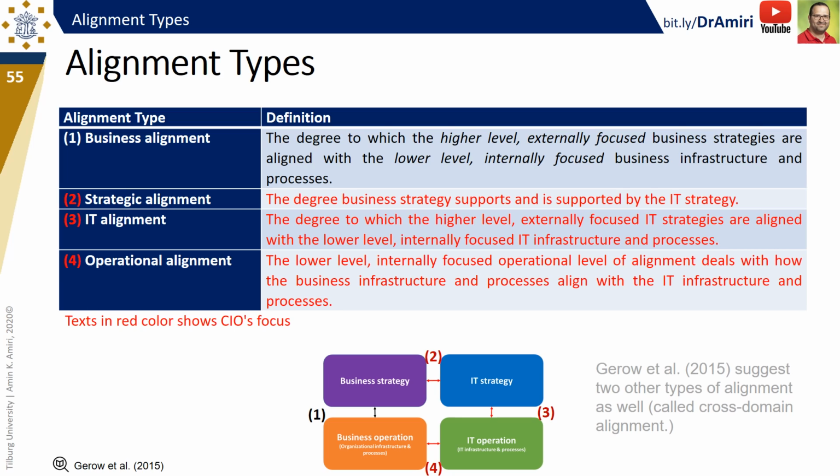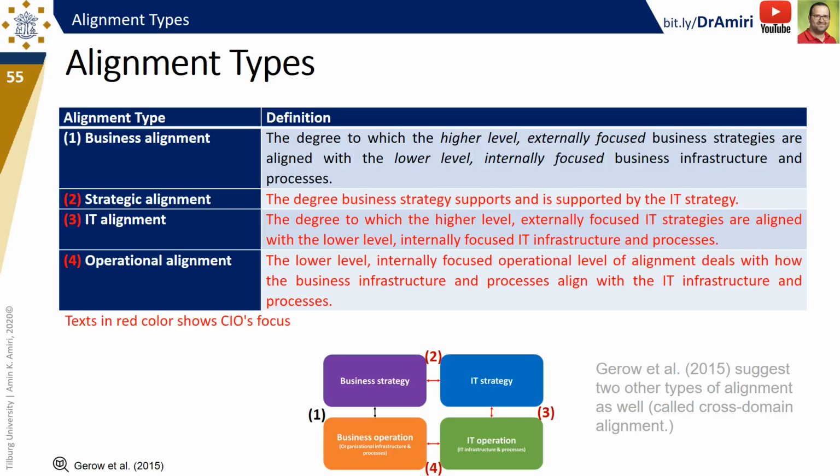Strategic alignment is the degree to which business strategy supports and is supported by the IT strategy. High strategic alignment exists if we ask the CEO about the top priorities in IT and get a list. We also ask the CIO about the top priorities of IT. Same question, and we get a list.